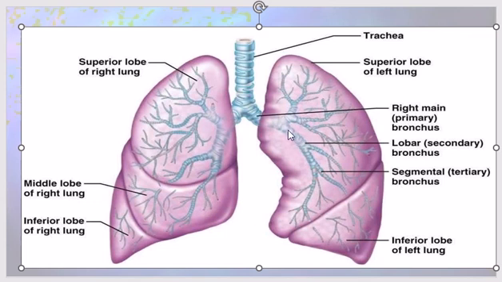Now coming to the lobes part, this is the secondary lobe part, and this is a segmental lobe part. What you are seeing over here is that one bronchus is divided into different branches of bronchi. This small part is known as bronchi. In the end of the bronchi you will see the air sacs known as alveoli.